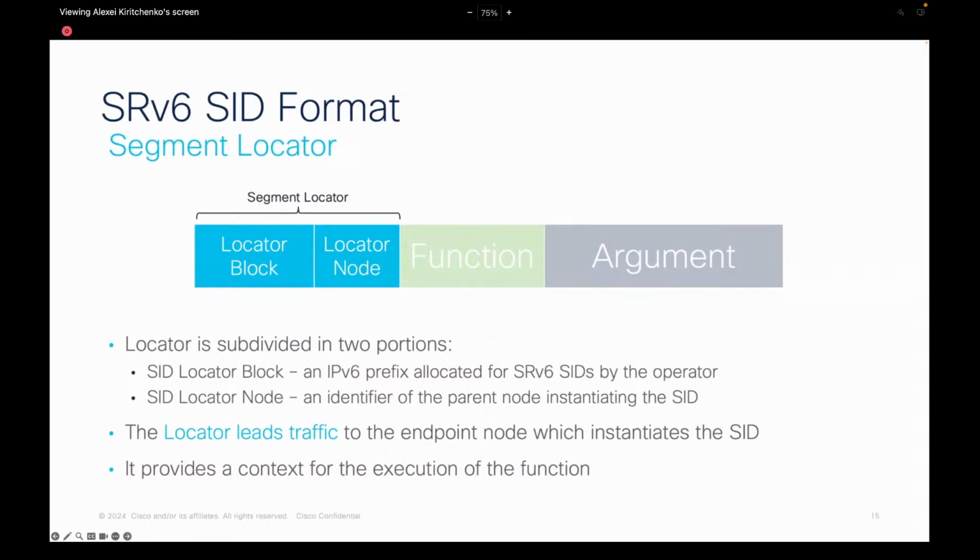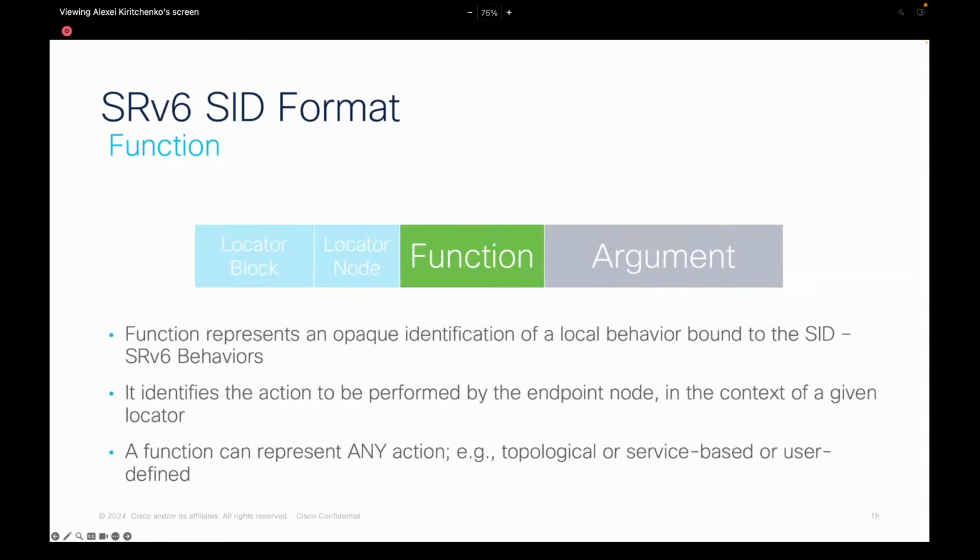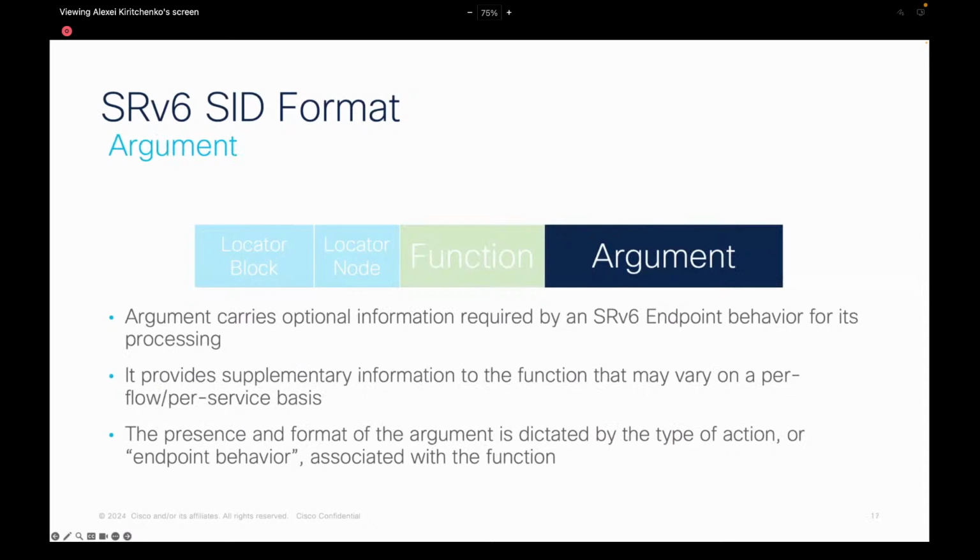And further, the segment locator is subdivided into two portions: the locator block and the locator node. The locator leads traffic to the endpoint node, which instantiates the SID and provides the context for the execution of the function. The function represents an opaque identification of the local behavior bound to the SID, and it identifies the action to be performed by the end node. In the context of the given locator, it can represent any action: topological, service-based, or user-defined.